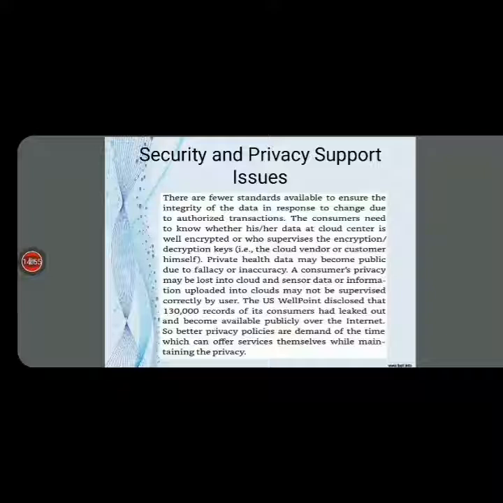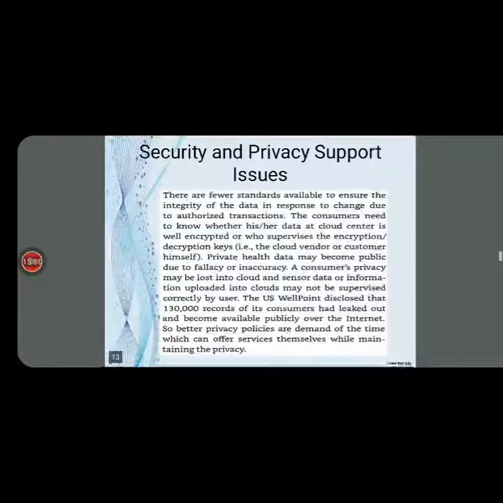That is, there are many chances for someone to copy our program files because they are in the cloud, so there will be some issues. Security and privacy issues: nowadays the US has disclosed that 1,30,000 consumer records became available publicly over the internet. They can load in many values, so at that time we have issues.